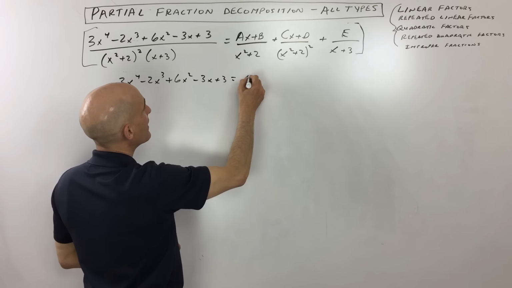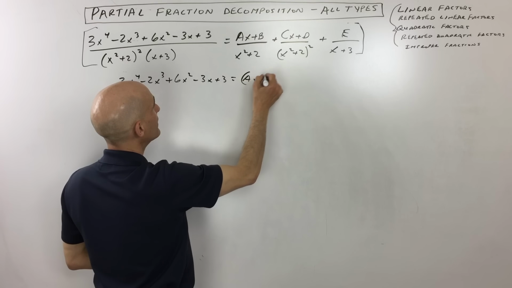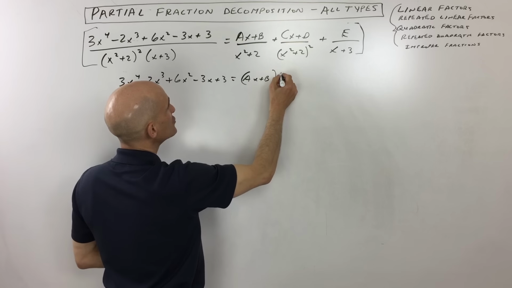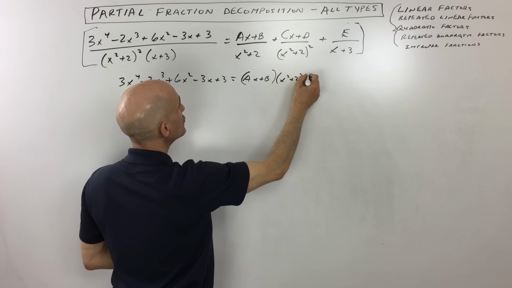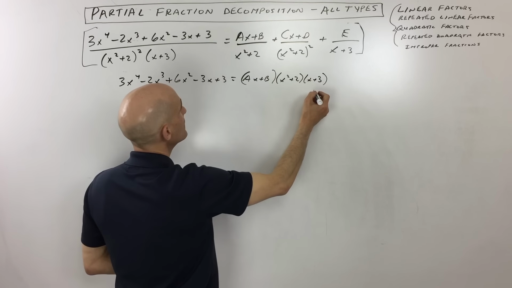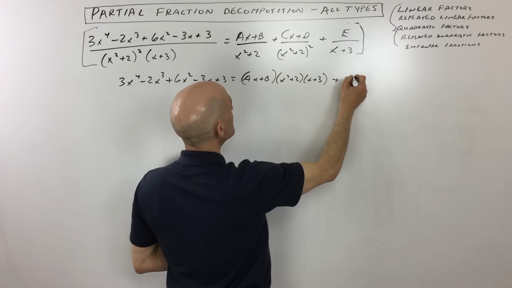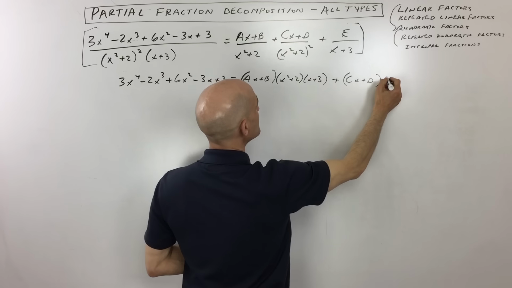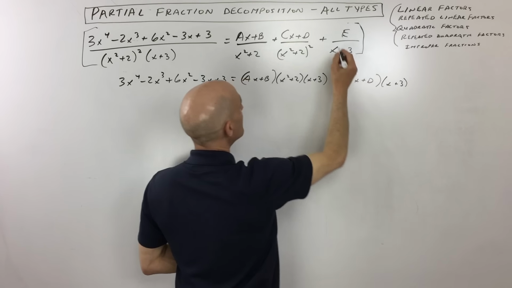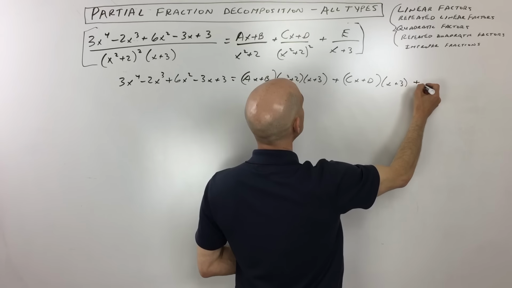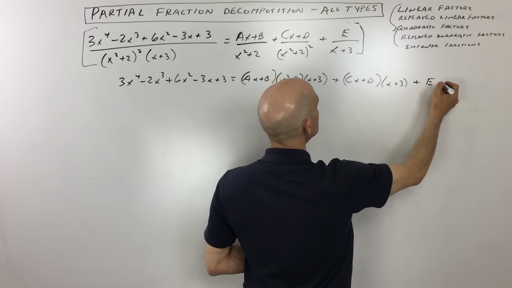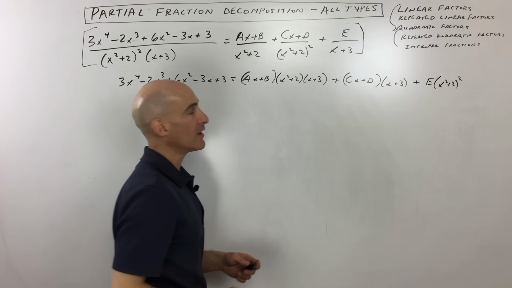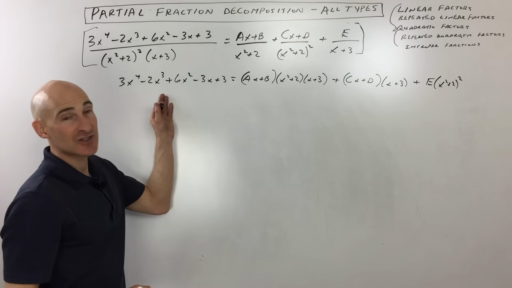This one here, you're going to have ax plus b, right, times what? Well, we canceled out one of the x squared plus 2. We're going to have another x squared plus 2 as well as an x plus 3. This one, we're going to have cx plus d, okay, times x plus 3, right? And then this one, we're going to have e times x squared plus 2 squared. Okay, so this one is a monster, it's a giant.